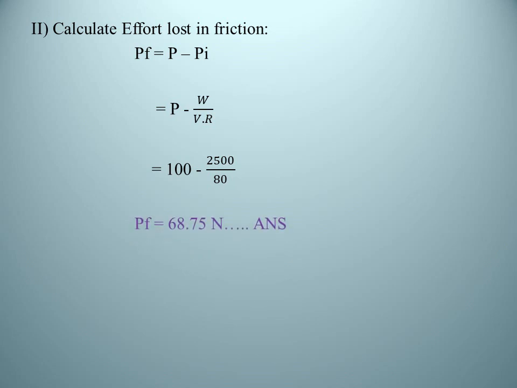Then they want to calculate the effort loss in friction, and the formula for effort loss in friction is Pf is equal to P minus Pi. Then Pi means ideal effort, that is W upon VR. Then putting the values of P, W and VR, and by solving we get the value of Pf, that is effort loss in friction is 68.75 Newton, and this is the second answer of our question, and here the problem is over.